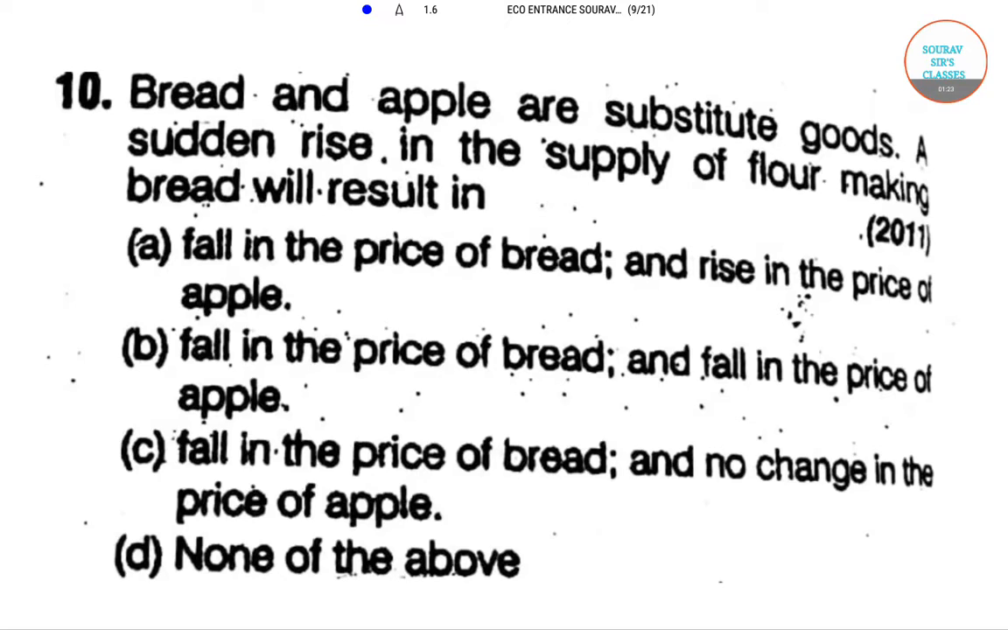Now question number 10 is that bread and apple are two substitute goods, obviously, and a sudden rise in the supply of the flour making bread will result in: a fall in price of bread or rise in price of apple; a fall in price of bread and fall in the price of apple; a fall in price of bread and no change in the price of apple; none of the above. Now substitutability actually deals with demand, not with prices, whereas demand depends upon the price.